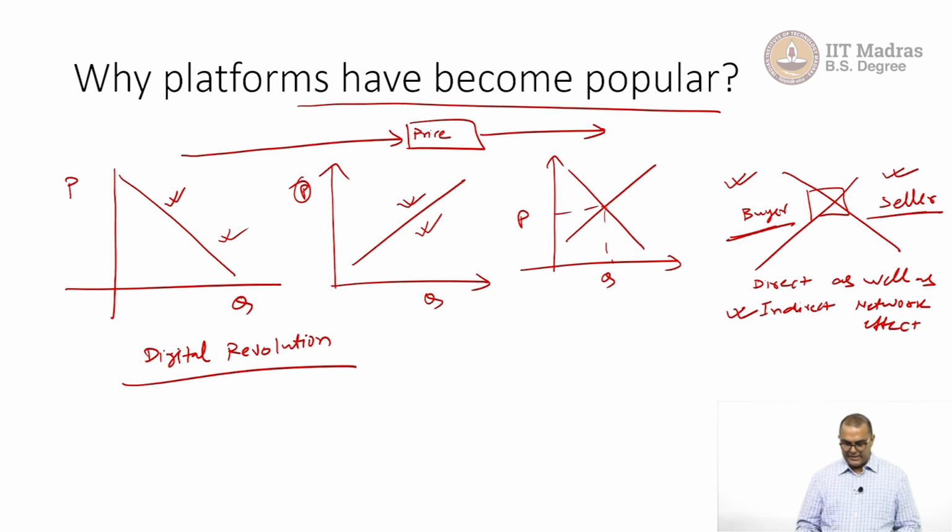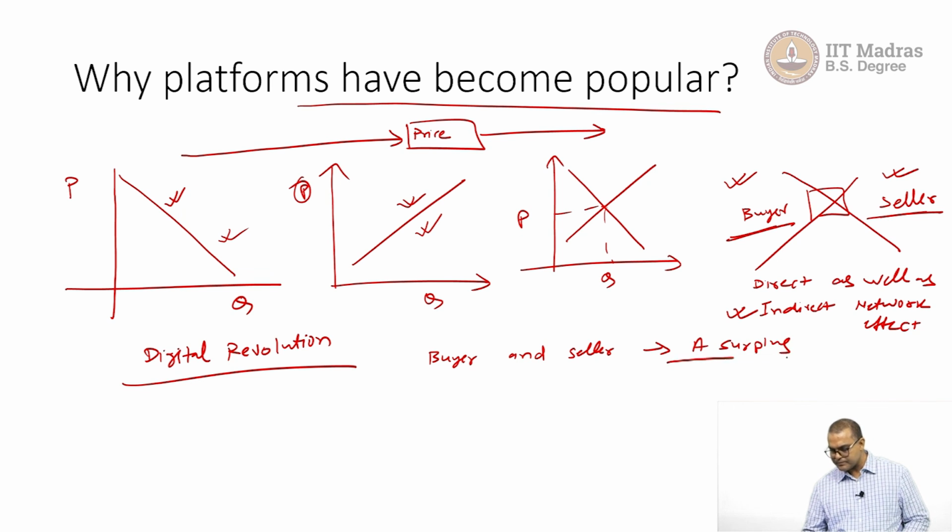How? Let us see. In traditional business, whenever a buyer and a seller come together, they generate a surplus. And that surplus gets divided between buyer and seller. Price is such that buyer is interested in buying, seller is interested in selling. So it leads to surplus. But many times it so happens, because of inefficiency in the market, buyers and sellers are not able to come together.